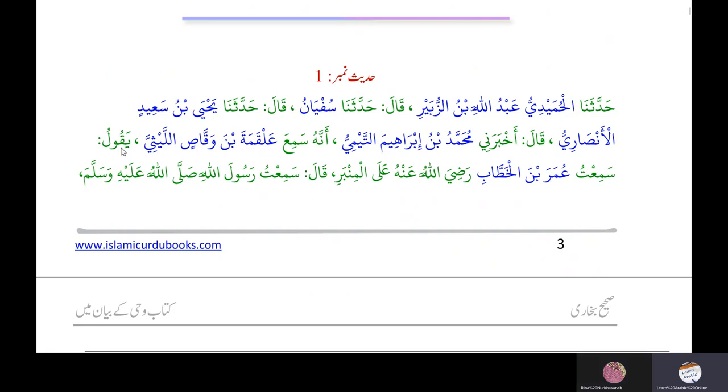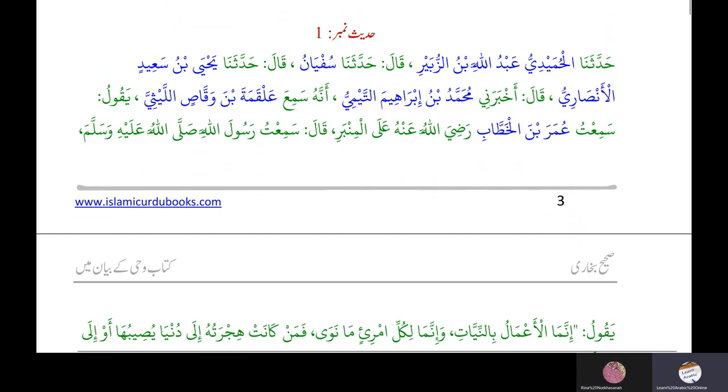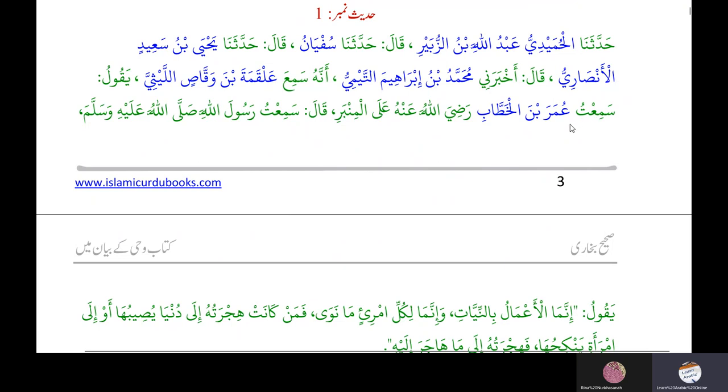So Alkama says, Yakulu means says. Alkama Yakulu, Alkama says. Sametu, I heard. Do you know who is Umar? I know. Okay, good. Sahaba. Yes, the second Khalifa of Muslims. Sametu Umar ibn al-Khattab radiyallahu anhu. I heard Umar, may Allah be pleased with him, on. Allah means on.